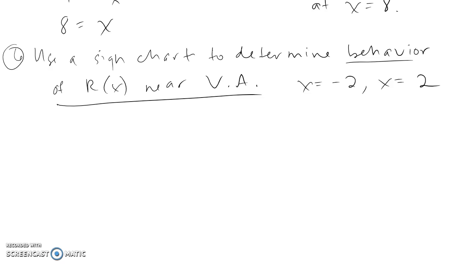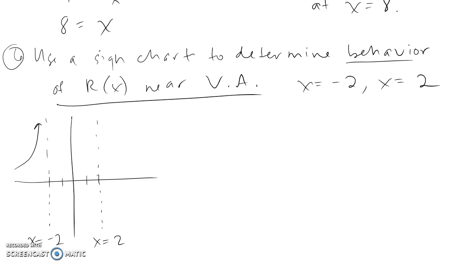Let's take a look at a little sketch of what we have. Here are our two vertical asymptotes. And remember, the function can either go up towards infinity near the asymptote, or it can go down towards negative infinity near the asymptote, and for each asymptote we have to determine whether the function is approaching infinity or negative infinity.